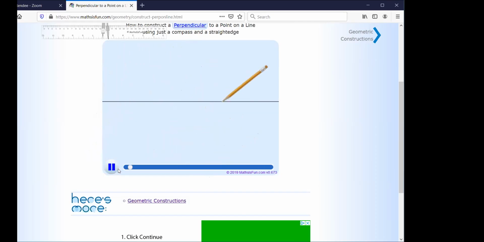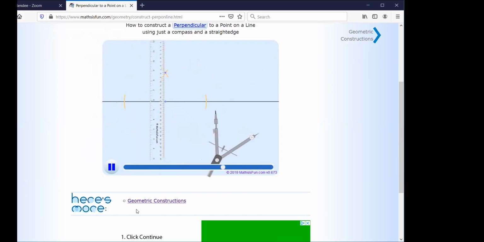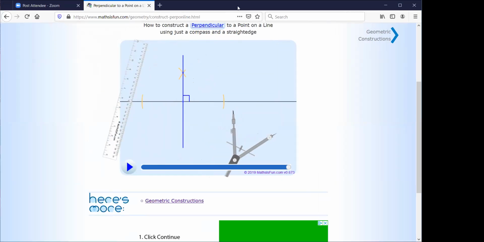Okay? Let's see again. So you go from here and here, right? Going this way, that's one circle, and then another circle, you get an intersection point, and make the connection. So that is a way to draw a perpendicular line to a point which is on the line. And now, how about outside?